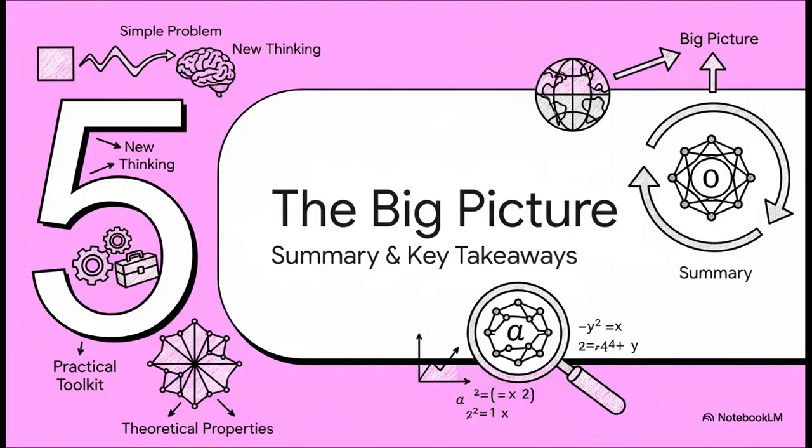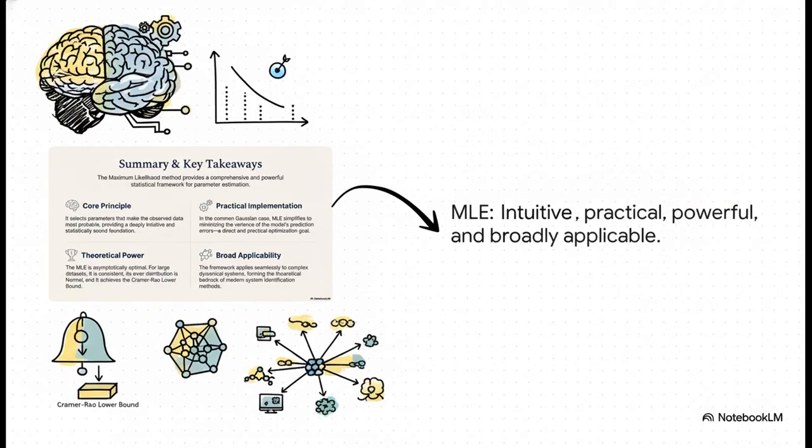Wow, okay, we have covered a lot of ground. We started with a really basic problem. We introduced a whole new way of thinking about it with probability. We built a practical toolkit, and then we found out it has these incredible theoretical properties. So let's just zoom out for a second and put the whole picture together. I mean, this is really the complete package, isn't it? You've got the core principle. This simple, intuitive idea of picking the model that makes your data most probable. You've got a practical implementation. Most of the time, this just means minimizing your errors. You've got proven theoretical power. With enough data, it becomes the most precise estimator possible.